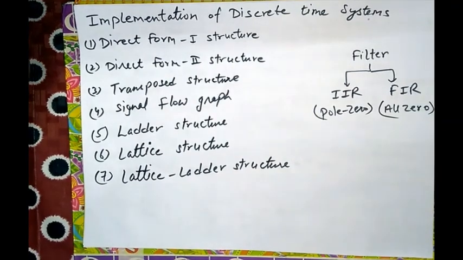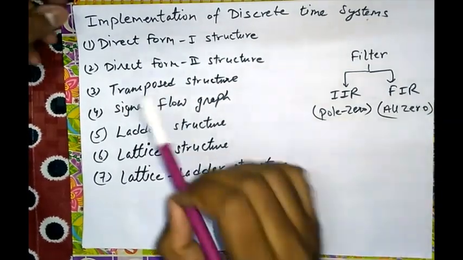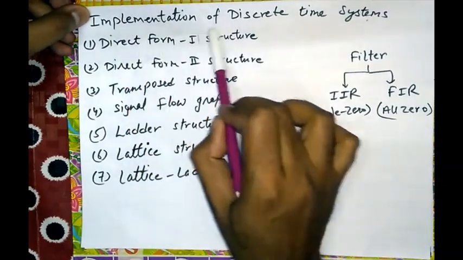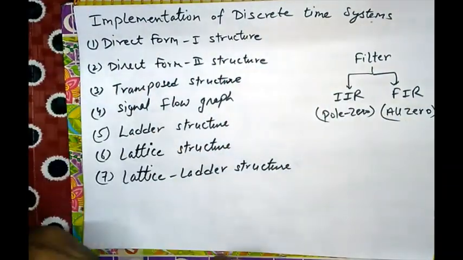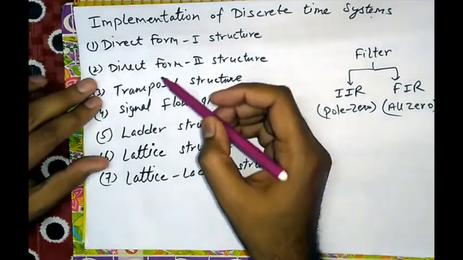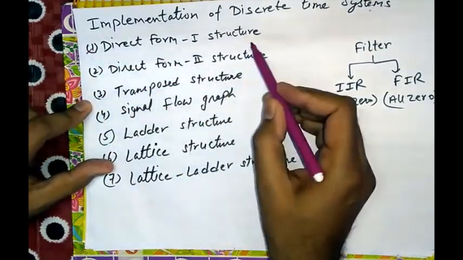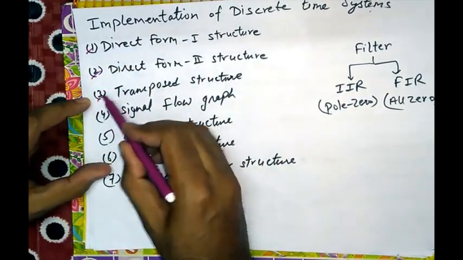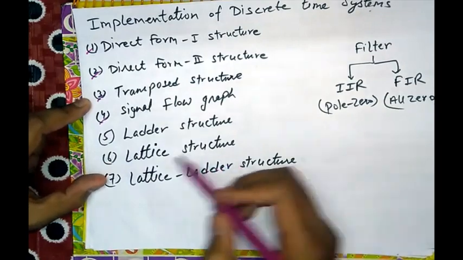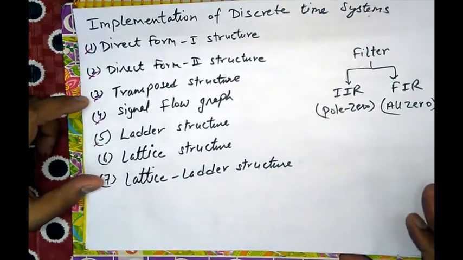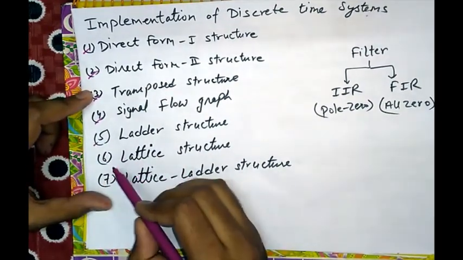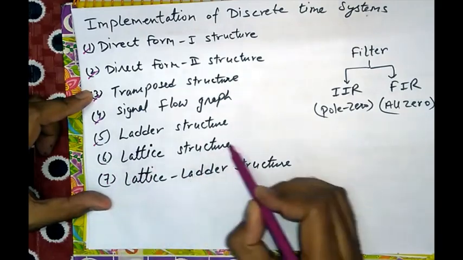Welcome to Engineering Knowledge. Today we are going to discuss the topic implementation of discrete time systems. In previous videos, we have already discussed direct form 1 structure, direct form 2 structure, transpose structure, signal flow graph, and lattice structure also. In this video, we will discuss lattice structure.